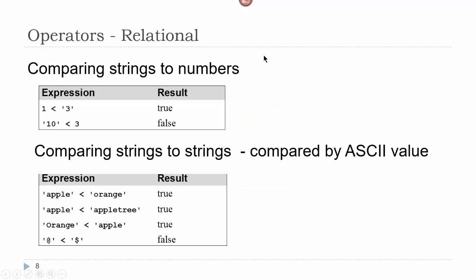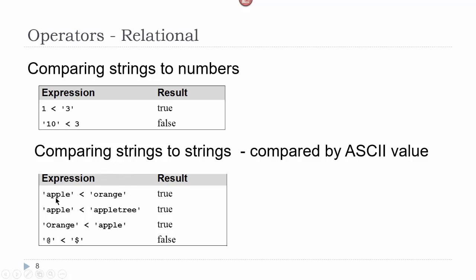Okay, so here's an example. 1 is less than 3, which is a string, will return true. It's interpreting the type, and it's looking at the 3 as a number. So when you're comparing strings to numbers, it generally will interpret the string as a number, provided that it looks like a number. When you're comparing strings, it compares them based on their ASCII value.